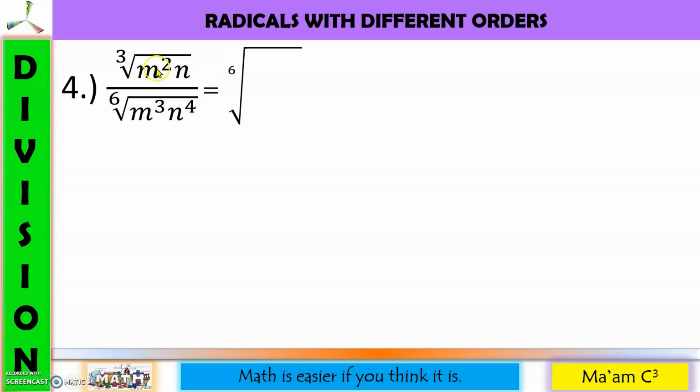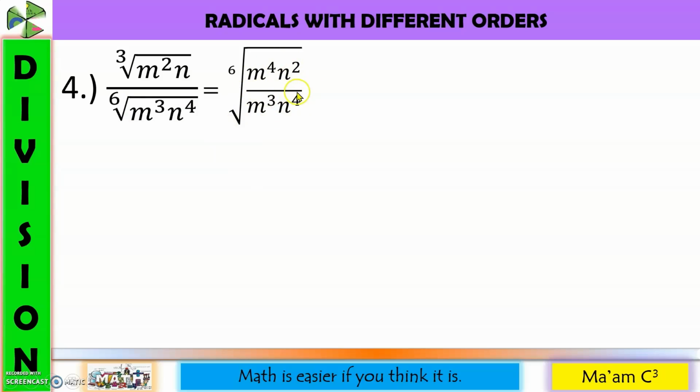This means multiplying each exponent here by 2. So 2 times 2 is 4, so I have m to the 4th. The exponent of n here is 1. So 1 times 2 is 2. I have n squared. Now, for the denominator, since I did not change the order of my index, I will just copy the radicand. Now, I can simplify this.